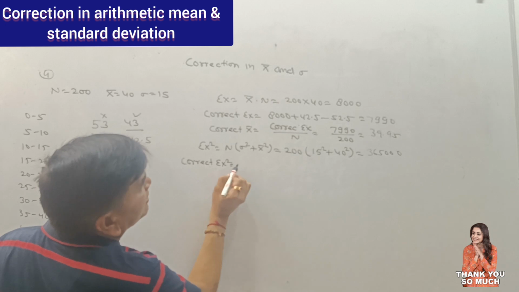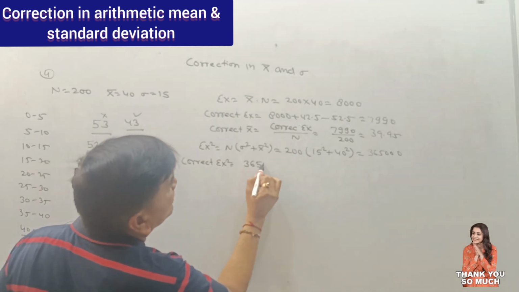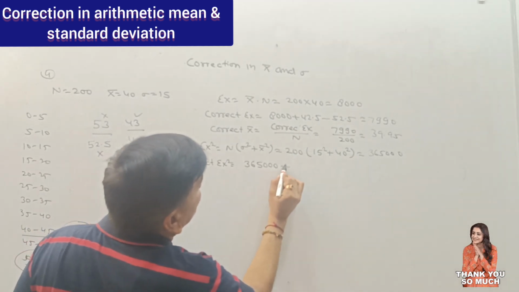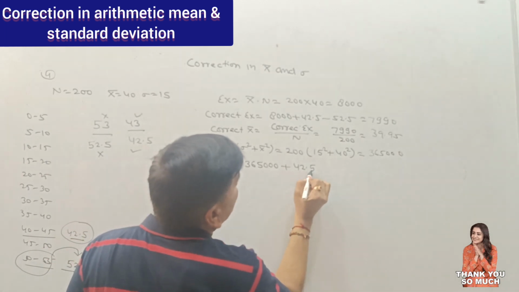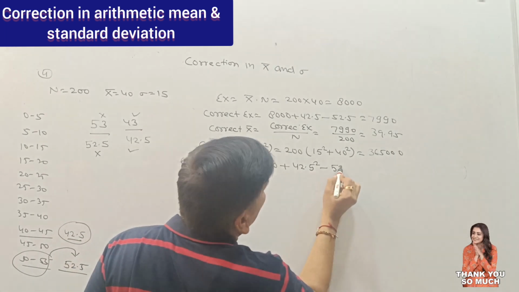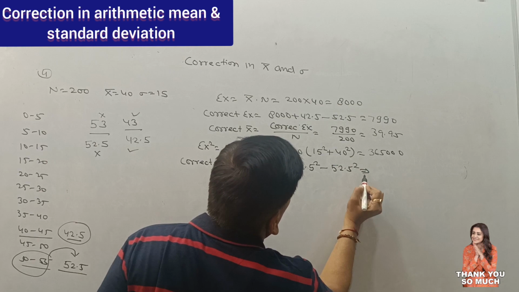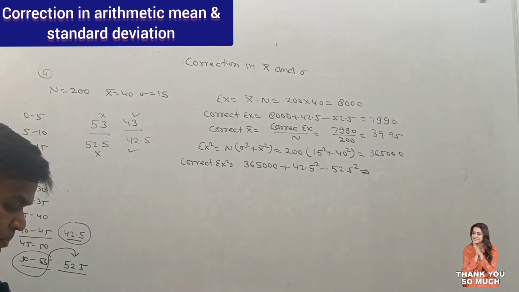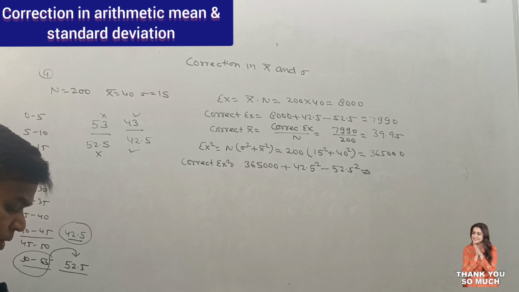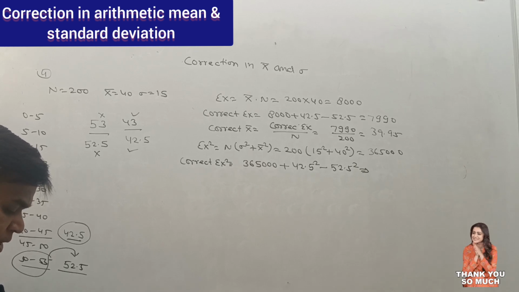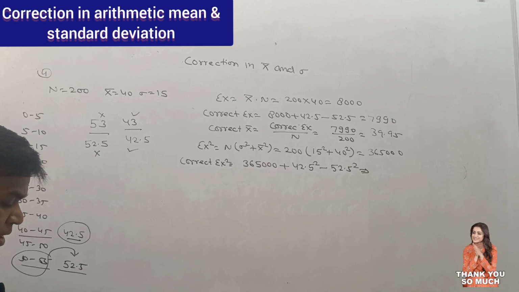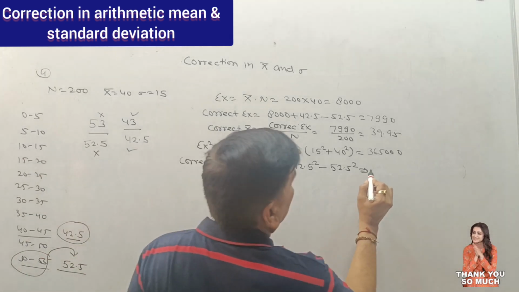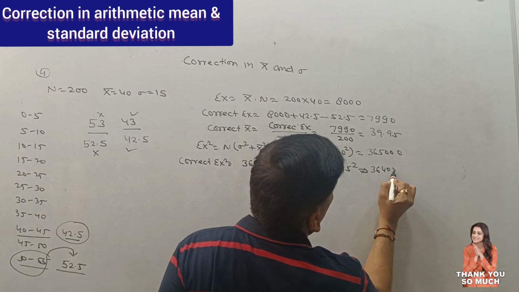Correct sigma x square is 365,000 plus 42.5 raised to power 2 minus 52.5 raised to power 2. Here 42.5 square is added and 52.5 square is subtracted, giving 364,050.